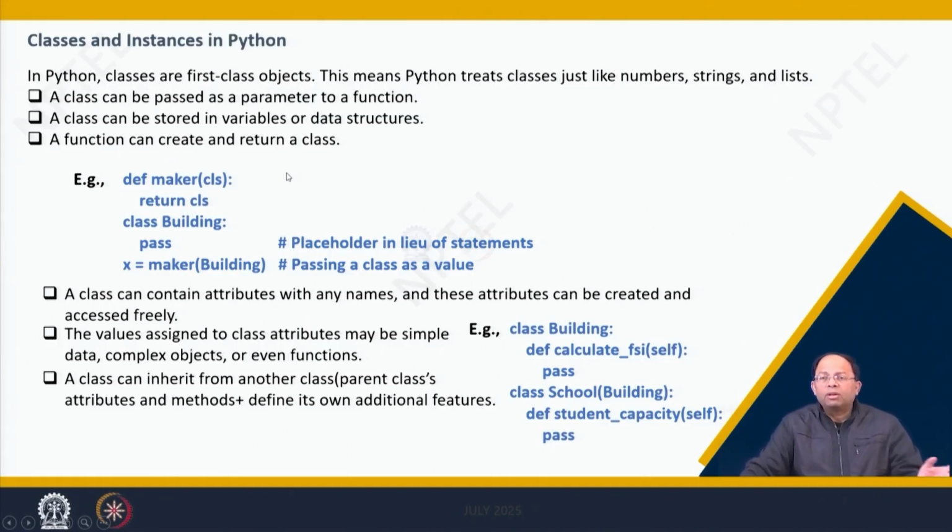So like functions, which can be passed as an argument, same way a class can also be passed as an argument. A class can be returned. A class can be passed as a parameter to a function. So coming to the example, what we see over here are two classes, the maker and the building class.